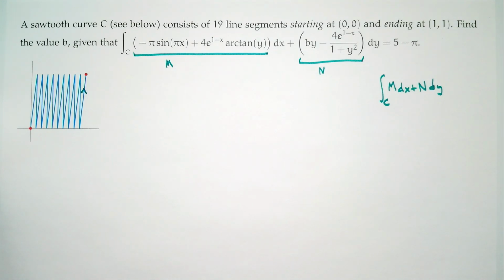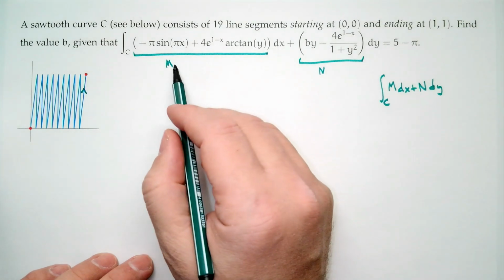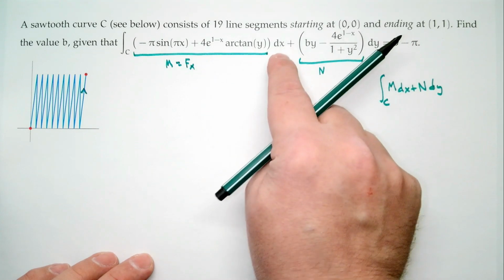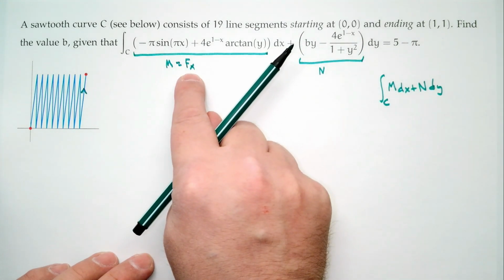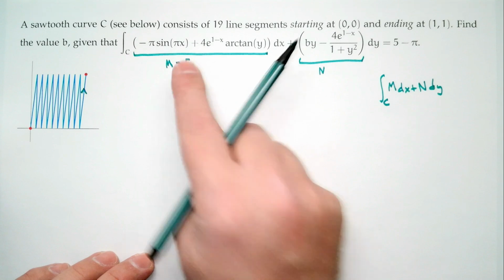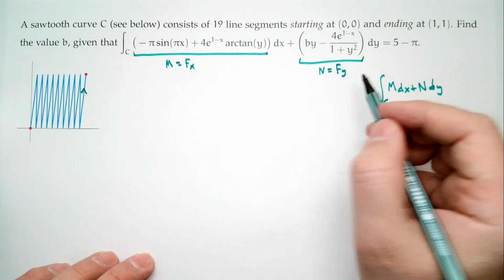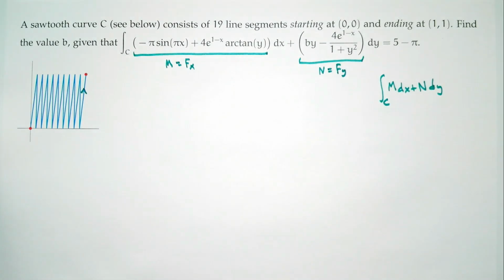Now what do I mean by that? Well, I mean conservative. So that what's in front of the dx is a derivative of some function, the potential function, with respect to x, and what's in front of the dy is a derivative of some function with respect to y. Then it's very easy to find these integrals. Now in this particular problem, we don't actually have the whole function. We're trying to figure out what the function is. Because we're told what the value of the integral is, and we're asked to find our value for b.